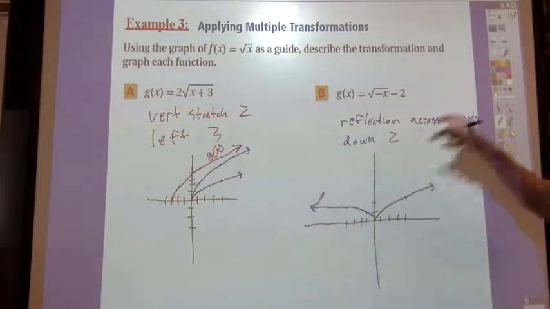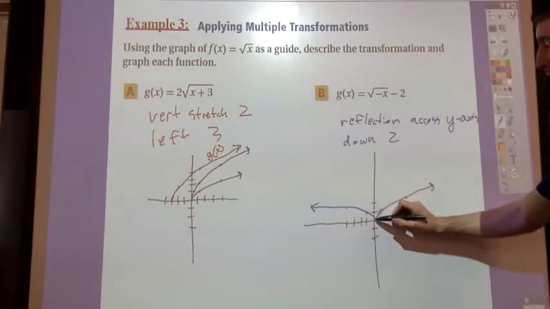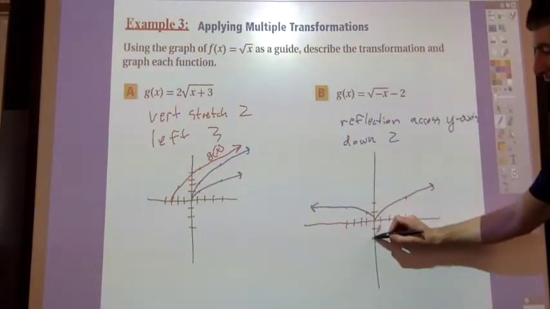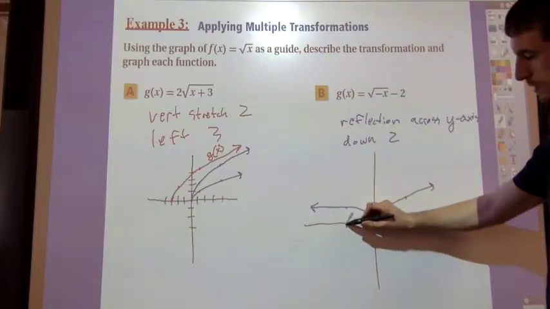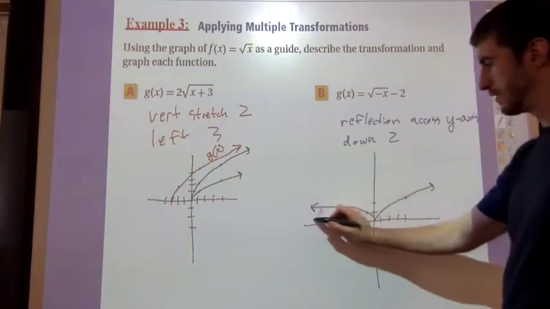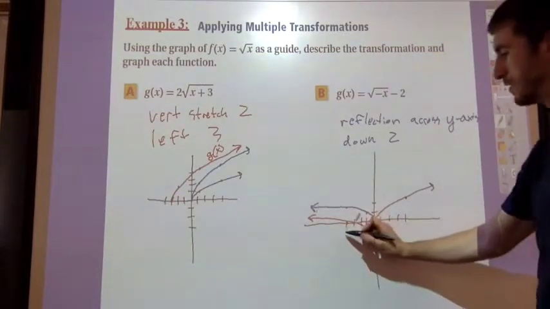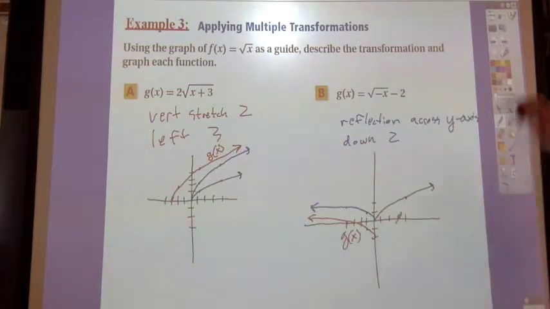And then we have to shift it down 2. So I'll draw 2 more hash marks. This one is going down 2. This one's going down 2, and this one is going down 2 to be right there. And so this is my g of x. That's what it looks like. All right.